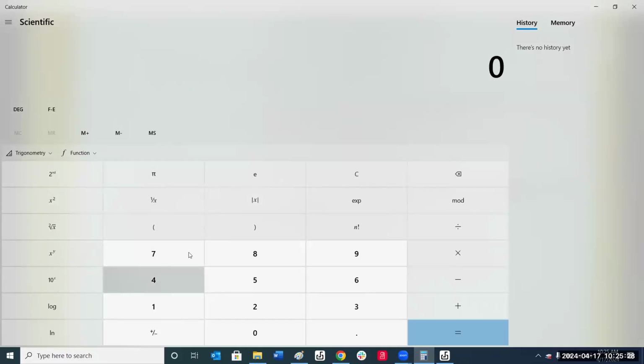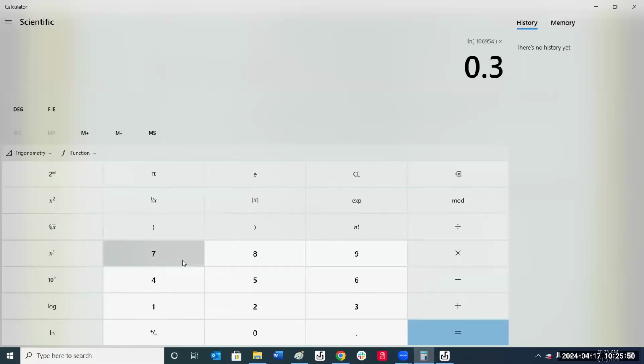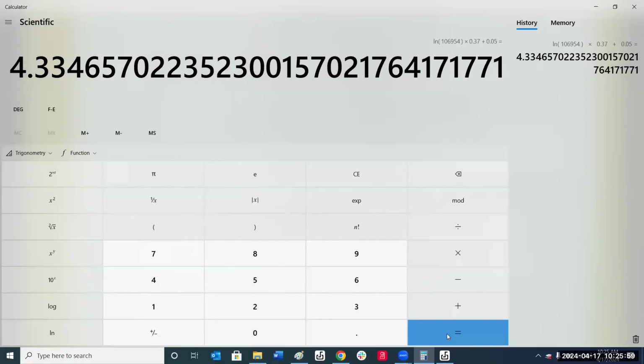So 106,954 ln, times 0.37, plus 0.05. So its average walking speed is 4.33 miles per hour.